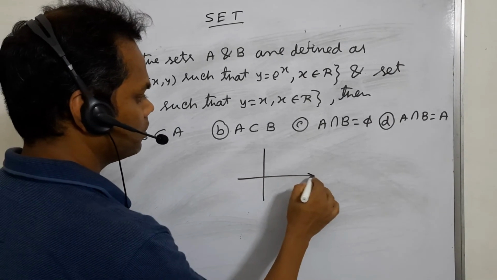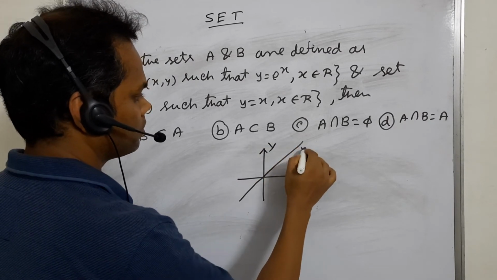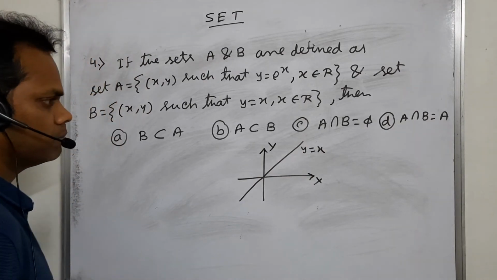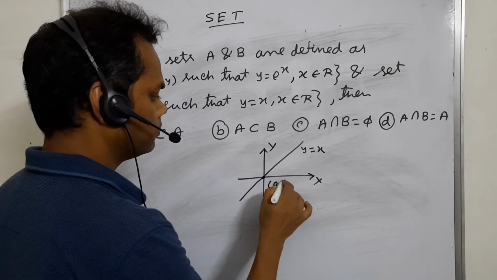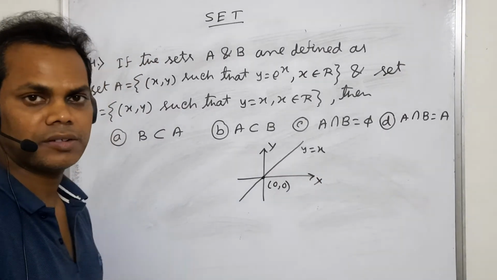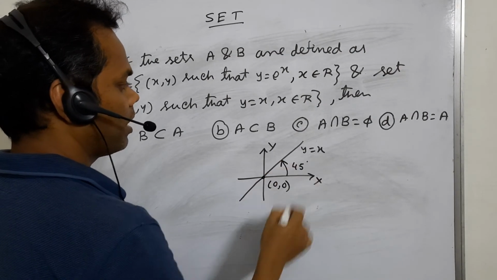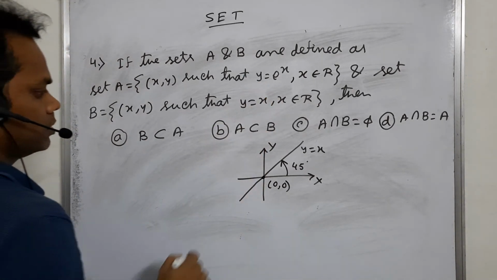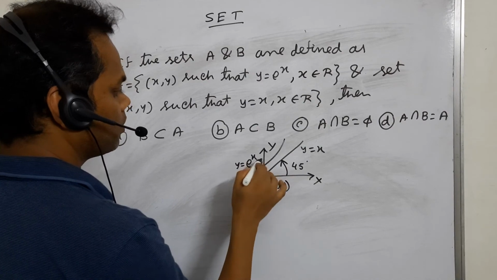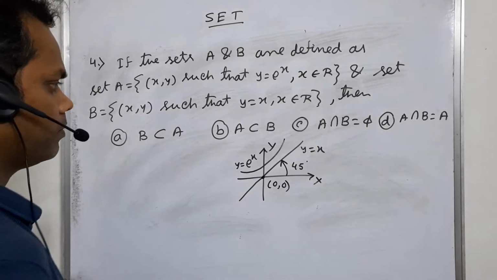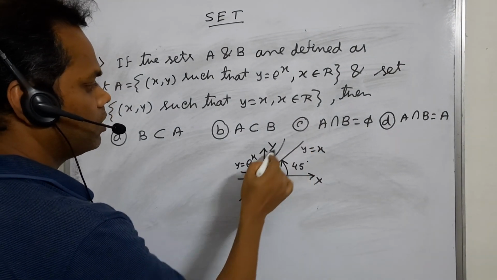Now you see that this is the x axis, this is the y axis, and this line is y equals x. Why is this line y equals x? Because y equals mx is a line passing through the origin, and here m equals 1, m equals tan 45, so this angle is 45 degrees. And y equals e to the power x is this curve. So see that there is no common point between the line y equals x and the curve y equals e to the power x.